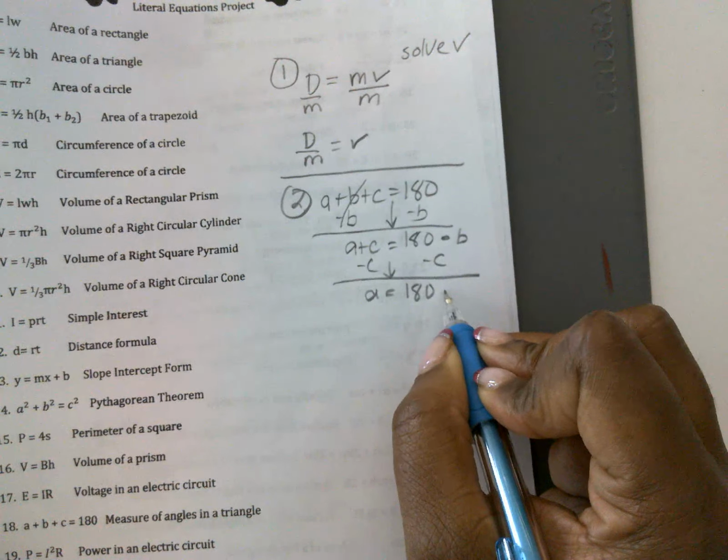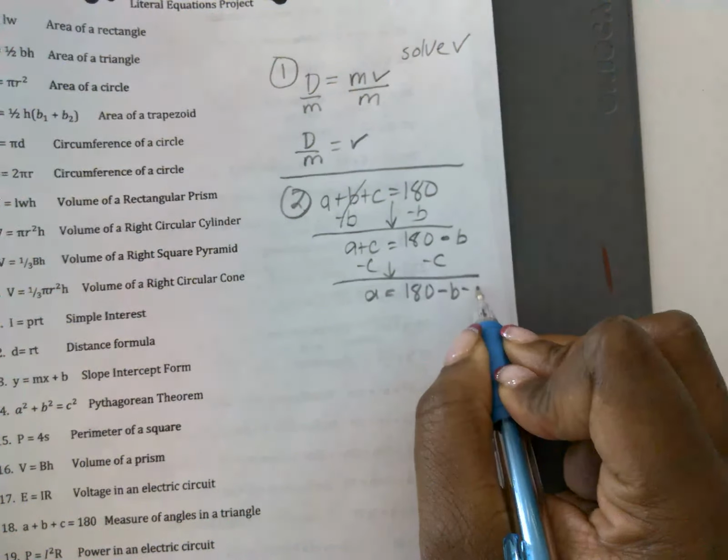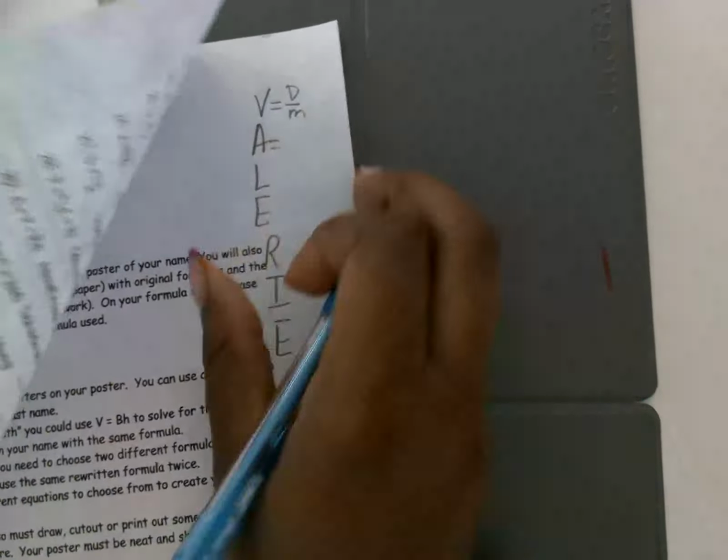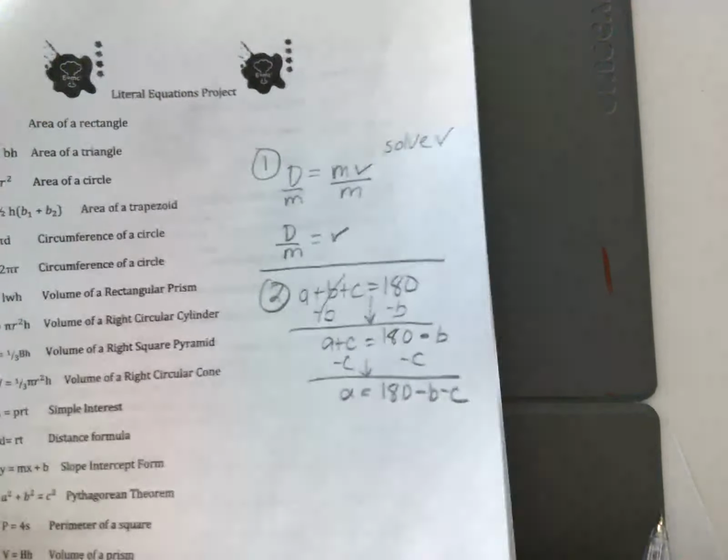180 minus B minus what? C. Okay, so now on my construction paper, what am I going to write that A is equal to? A is equal to what? 180 minus B and C. Minus B minus C. Okay, any questions about what I just said there?